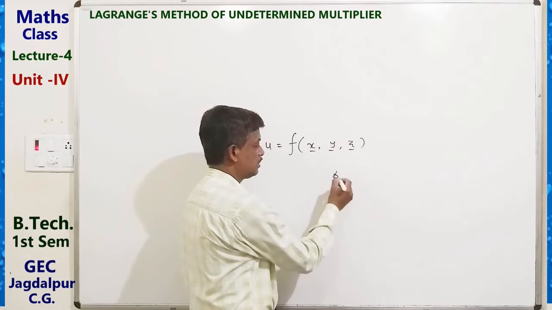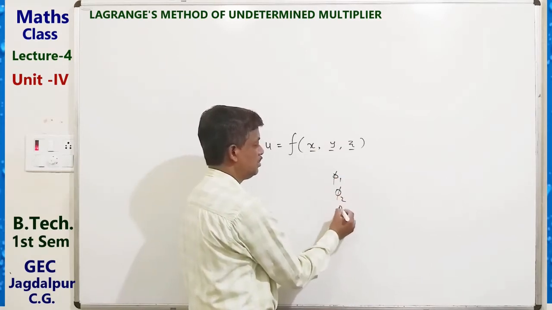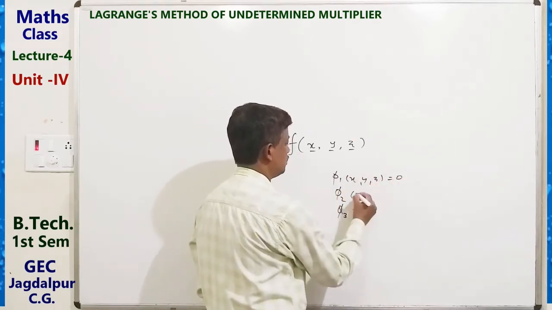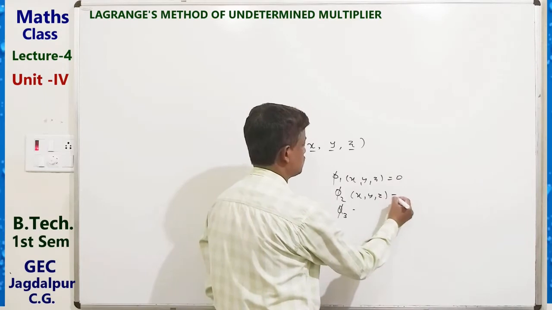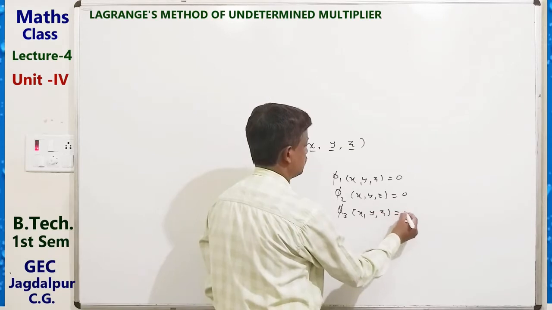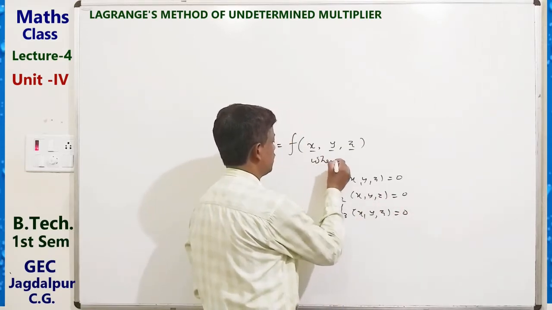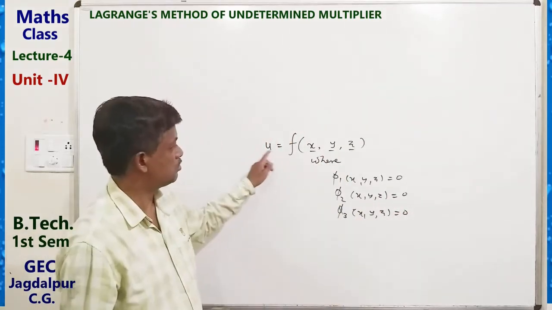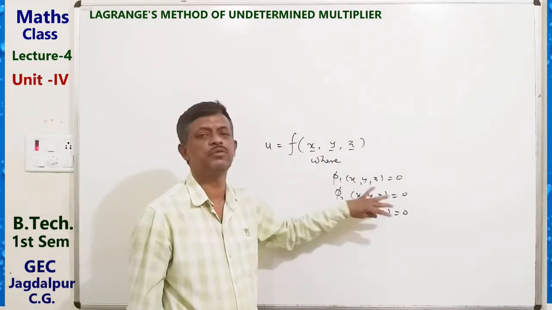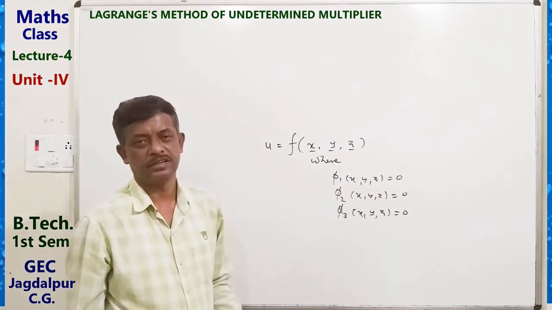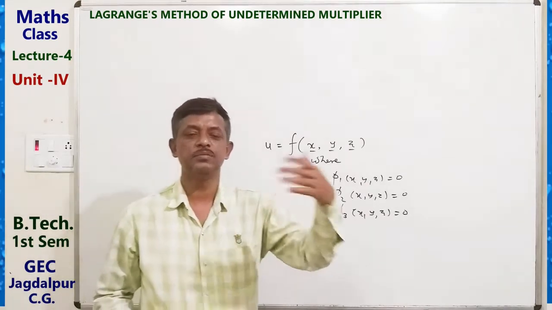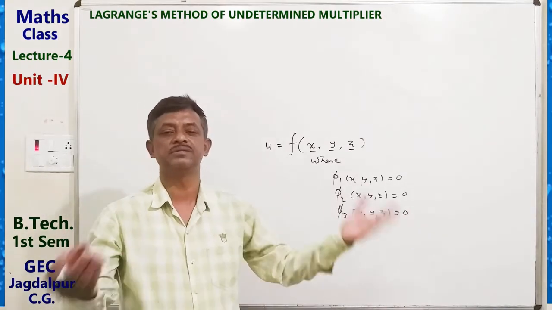Here x, y, z are connected by, maybe, phi(x, y, z) equals 0. That means if we have u equal to a function of three variables, and these three variables are connected by one relation, maybe two relations, maybe three relations, then how can we find the stationary points where this function may be maximum or minimum?